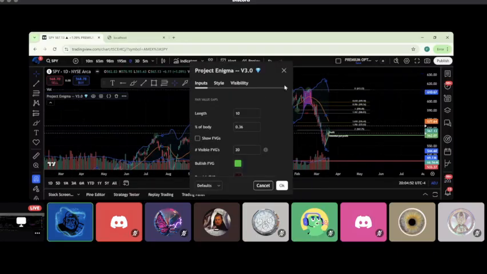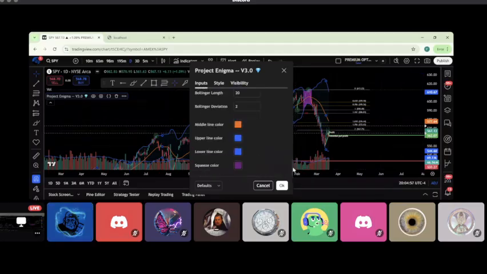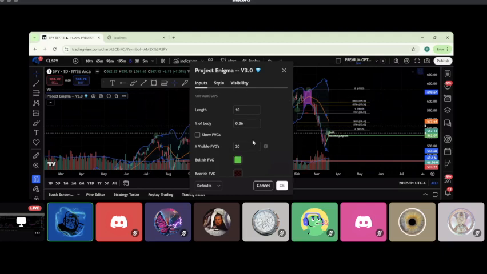Anyway, like I said, the settings are all in here. You can change the majority of the colors. You can turn everything on and off. So you can set this up any way you like. And each one has different settings. I like everything at default, but that doesn't mean it's the only way.